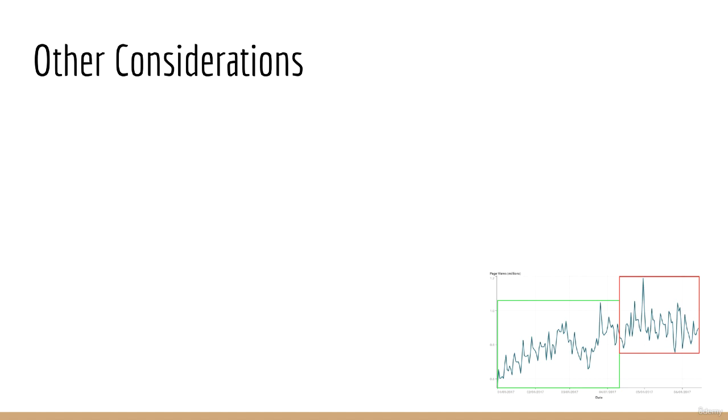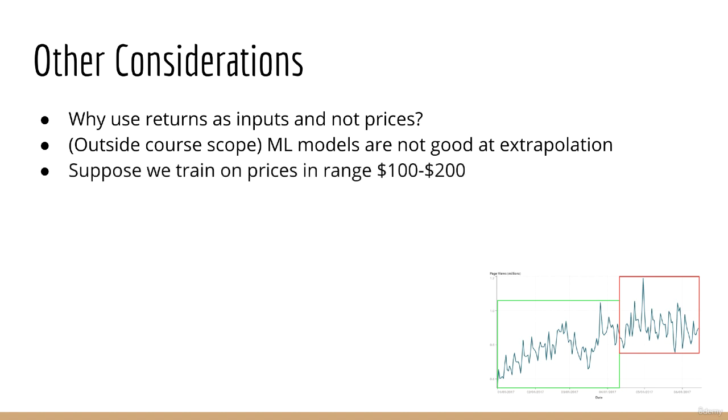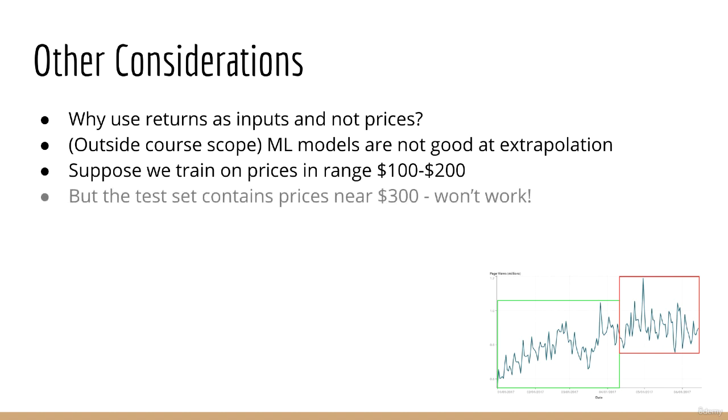Another question you might have is, why am I using stock returns and not stock prices to predict the S&P 500? The answer is again outside the scope of this course, but machine learning models and statistical models are generally not good at extrapolation. As you know, stock prices in the market are generally going up. If you train your model on prices in the range $100 to $200, your model might learn what to do for that range. But if it goes up to $300 in the test set, your model has never seen that before, and it doesn't know what to do.